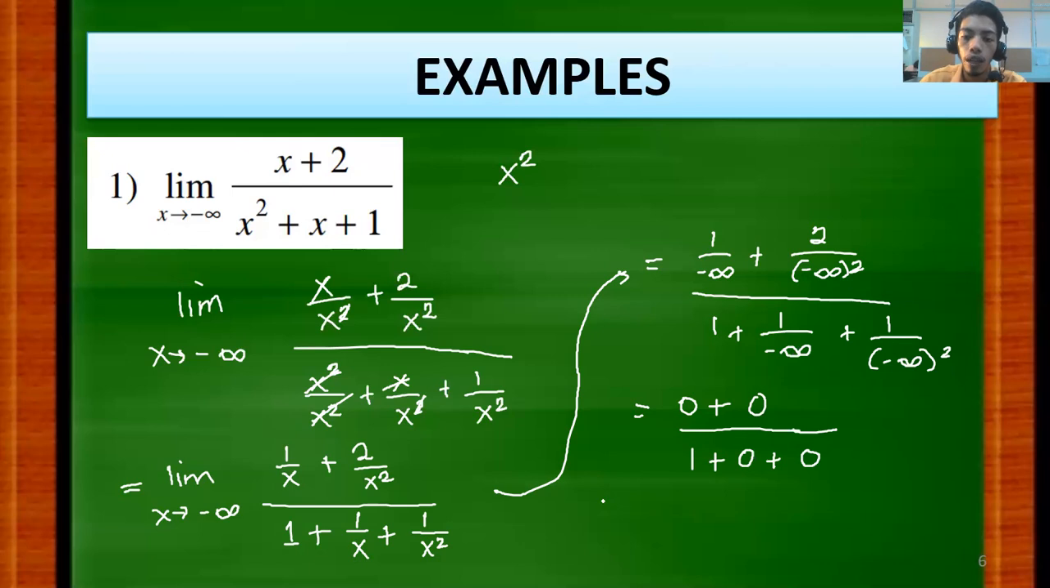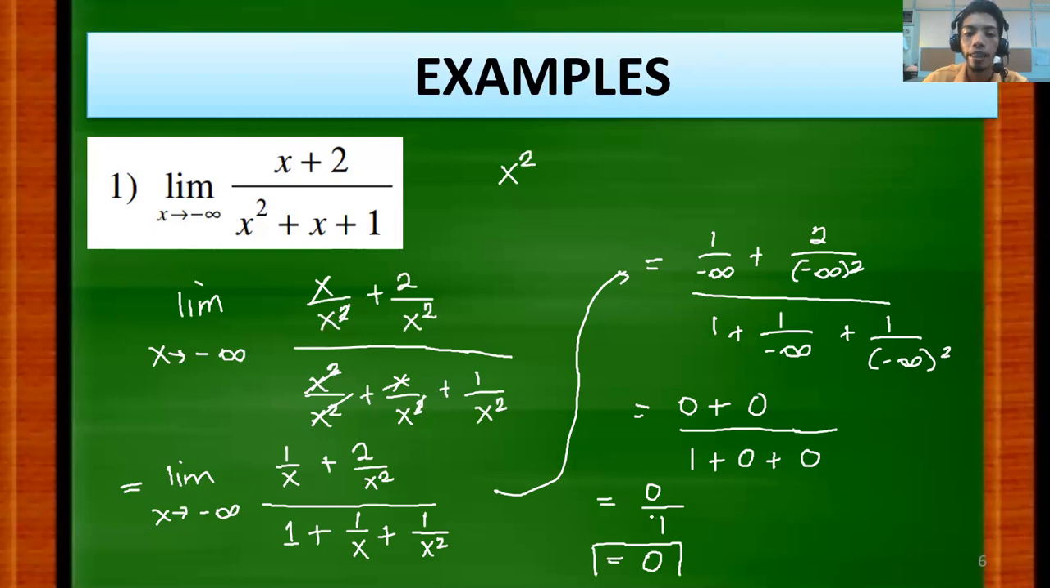So kapag in-evaluate natin siya, makukuha natin 0 plus 0 is 0 over 1 plus 0 is 1. And therefore, the answer would be 0 divided by 1 is 0. Therefore, the limit of x plus 2 over x squared plus x plus 1 as x approaches negative infinity is equal to 0. So yun lang ang ginagawa doon.